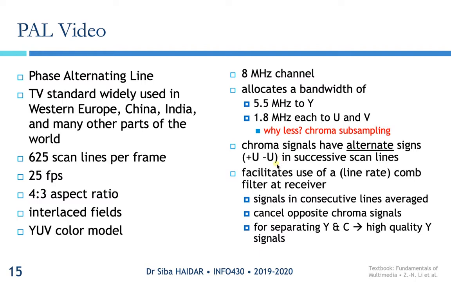Okay? So the chroma signals in this PAL video standard have alternate signs, and this is where the name came from, phase alternating line. So we send them one time with a positive value, one time with a negative value, and this technique facilitates the use of a line-rate comb filter at the receiver. So the receiver, in order to take the Y value, will average the signal, so it will eliminate the opposite values for chroma, and what will remain is the high quality Y signal.